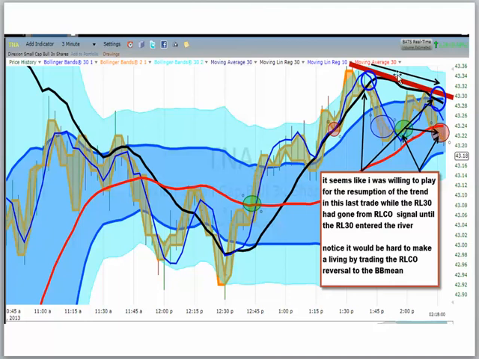And now this did exactly what it was supposed to do. From the regression line crossover, came back and has been hovering at the Bollinger Band mean. You can actually see the Bollinger Band mean in the river starting to roll over as a consequence of this failure to make a new high.